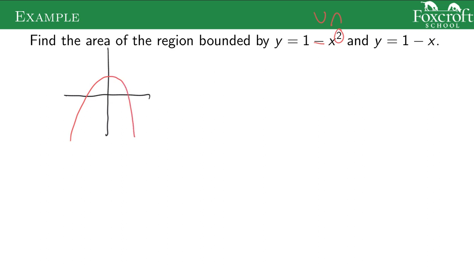1 minus x is a line because there's no exponent. Y-intercept's 1, slope is -1. So it's going to look like that. All right, I'm going to end up finding this region there.